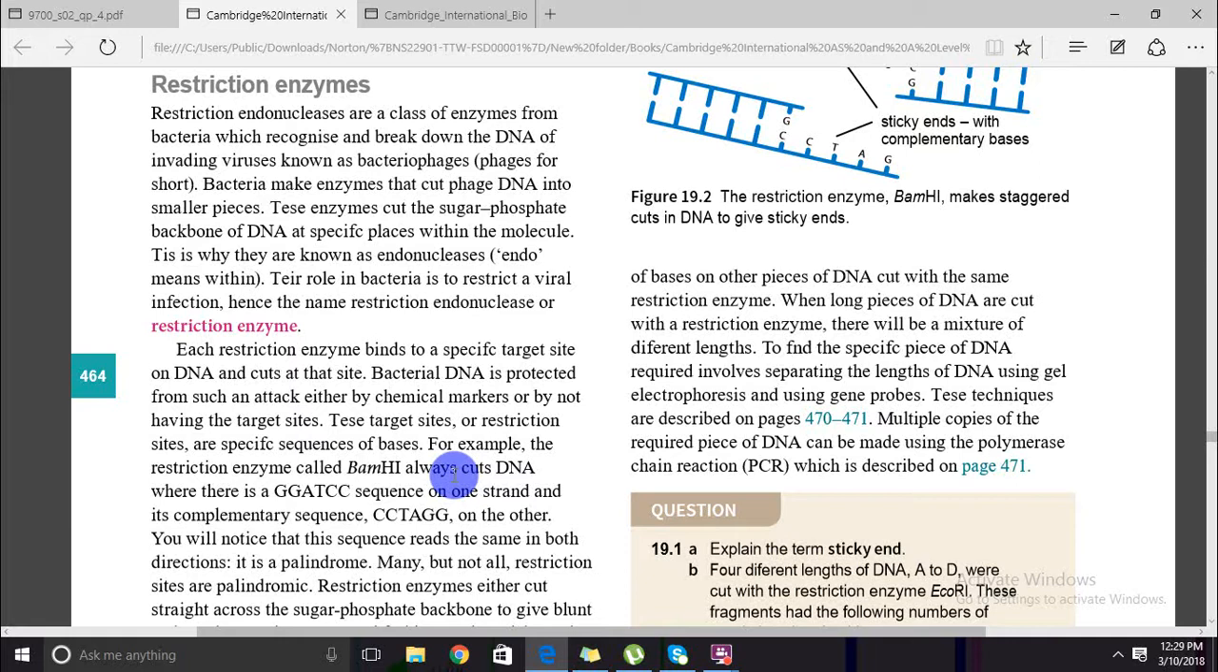So when long pieces of DNA are cut with a restriction enzyme, there will be a mixture of different lengths. Because if you have a long piece of DNA, there might be numerous restriction sites at various distances, and at each restriction site the DNA will be cleaved, and so you will get a mixture of different lengths because the restriction sites are not necessarily equally spaced.